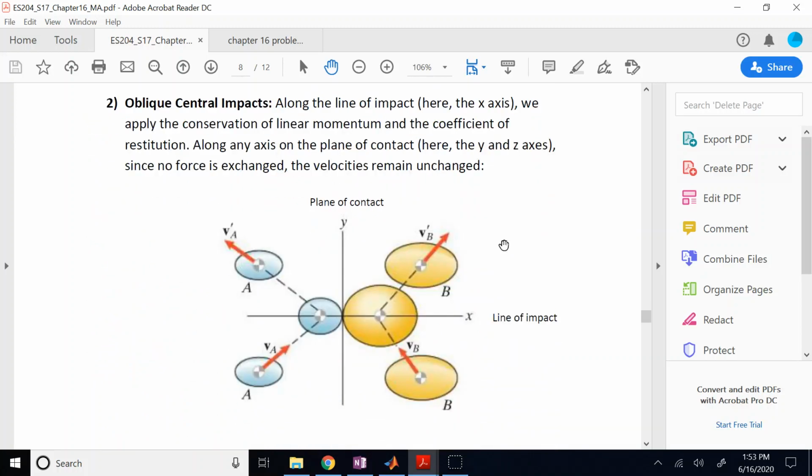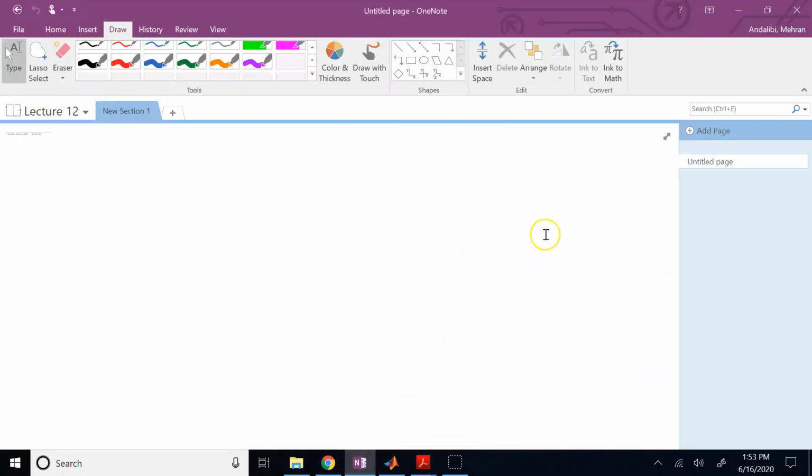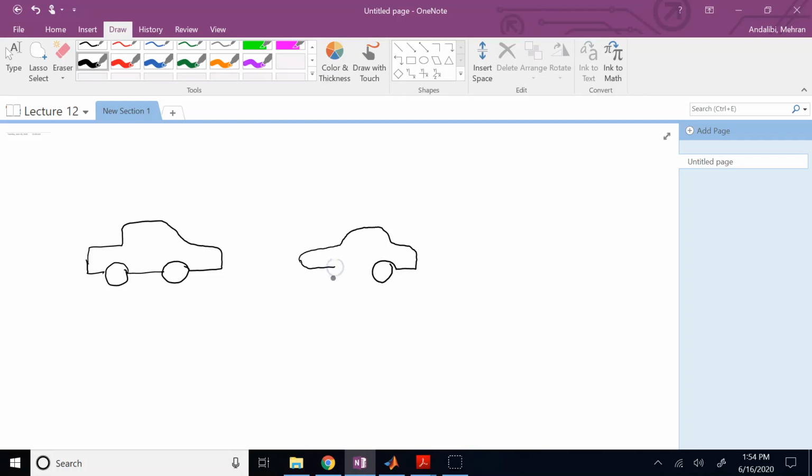So now, before we go to oblique impact and look at the derivations of formulas for that, I want us to focus on one example together and basically study this problem together. Let's consider the example that I have used in my dynamics classes for impact many times, and that is a two-car collision problem. So here I have one car, and then I have another car. And it is a head-on collision.